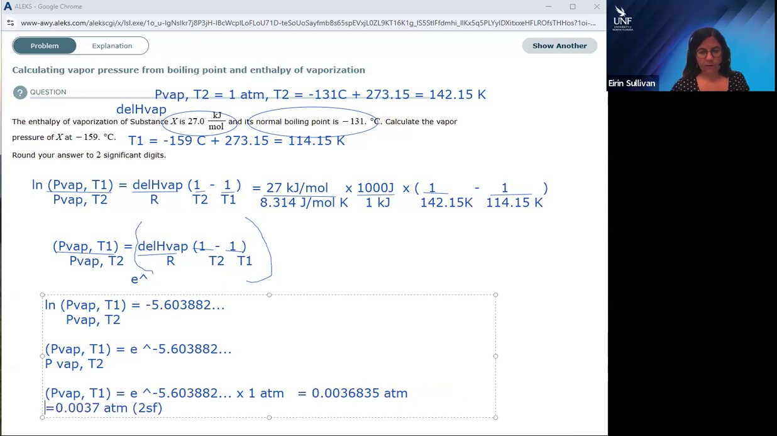All right, so hopefully that is helpful. When we're rearranging this, just remember that to get rid of a natural log, ln, you just do e to the power of both sides. If you had a base 10 log, you would do 10 to the power of both sides. It's the same deal with a natural log, but you do e to the power of both sides instead of 10 to the power of both sides. Okay.